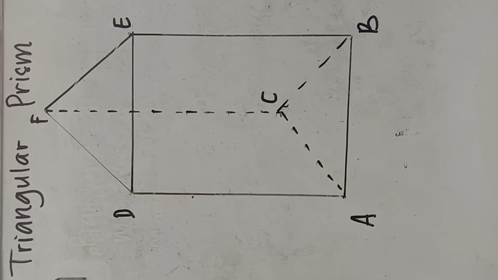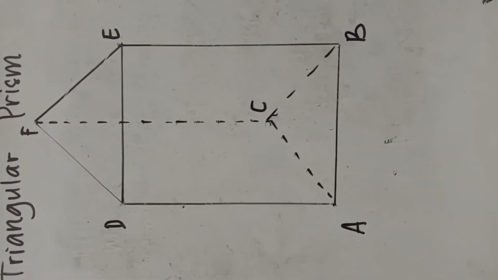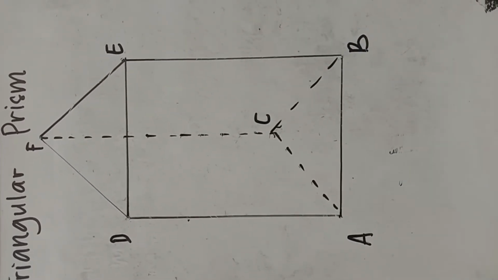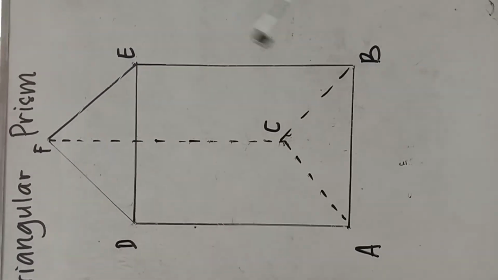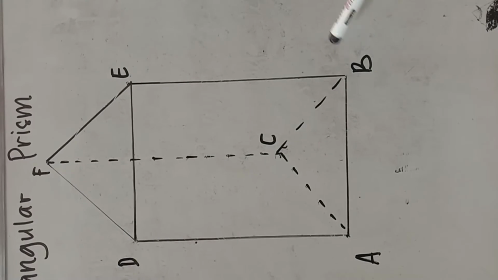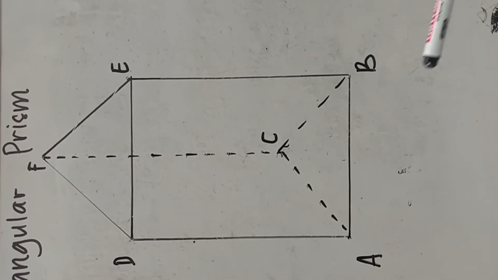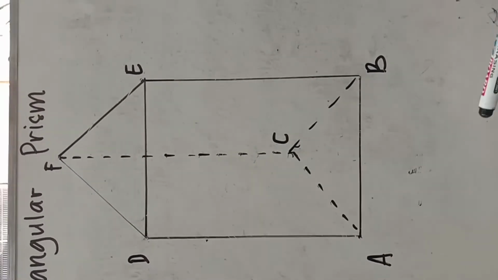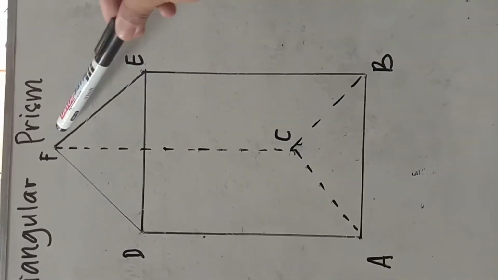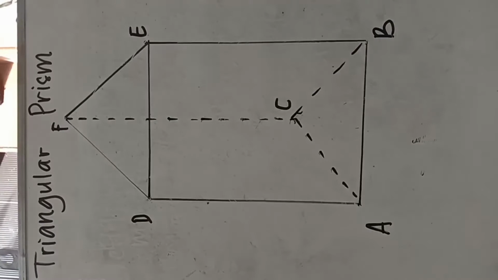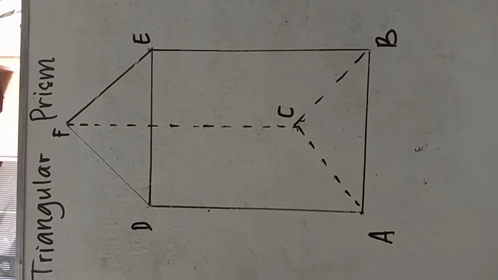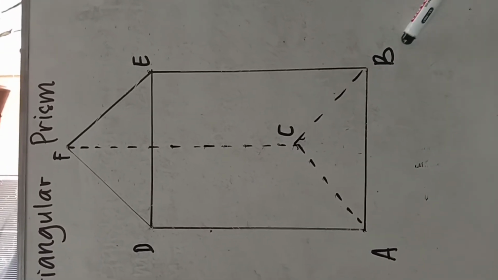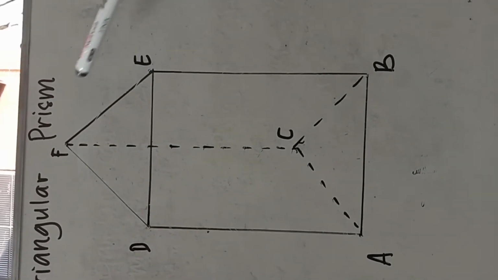On the triangular prism, the faces are 5: ABC, DEF, ABED, BCFE, and ACFD. On the triangular prism, the vertices are 6: A, B, C, D, E, F.